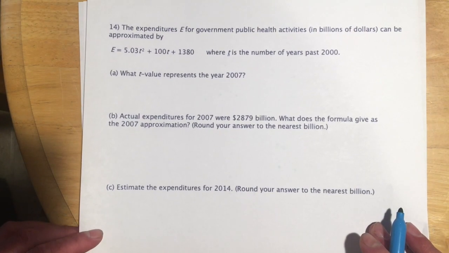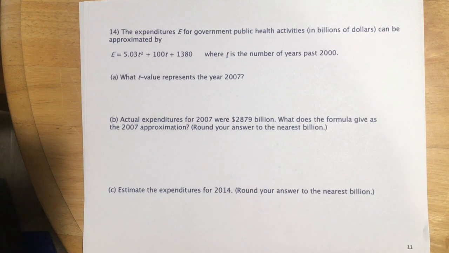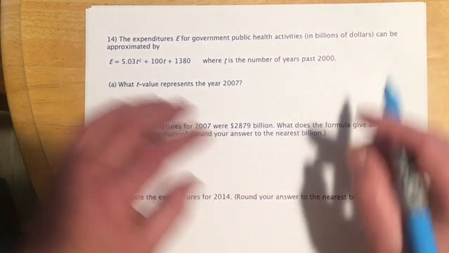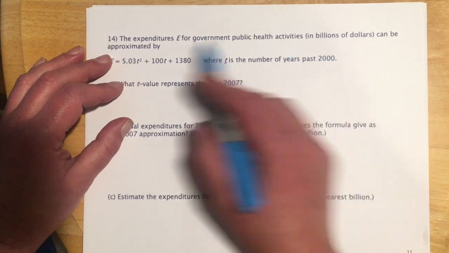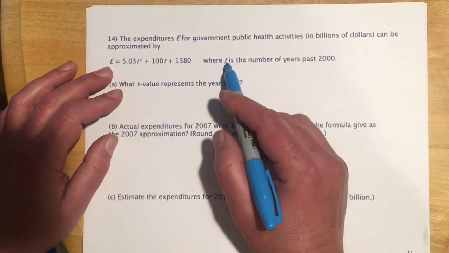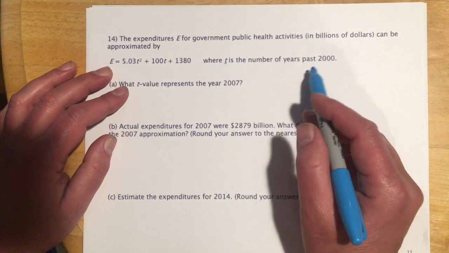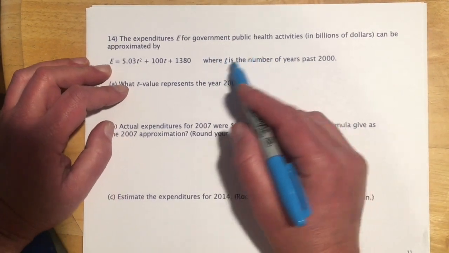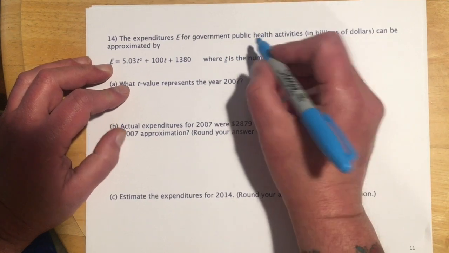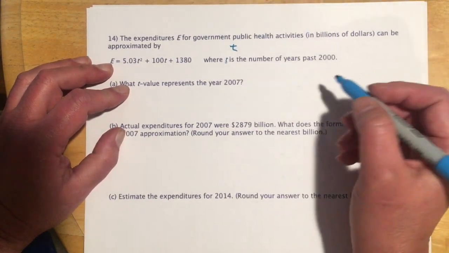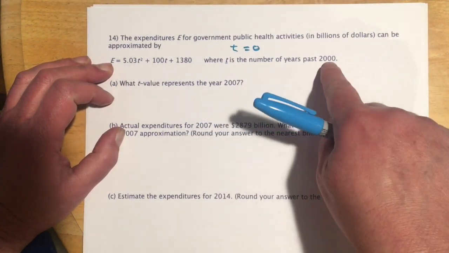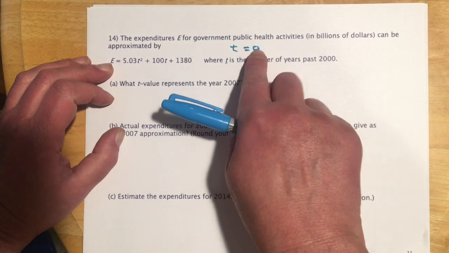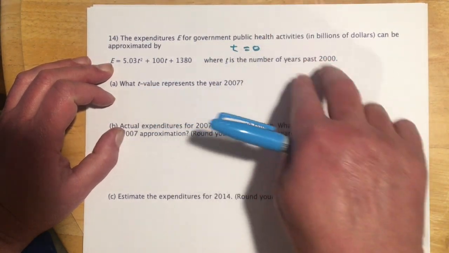Number 14, so this one is just kind of about learning to read these problems and kind of making friends with your calculator. So the expenditures E for government public health activities in billions of dollars can be approximated by this equation. And then this is where T is the number of years past 2000. So this may be the first time you've seen this. What they're doing is they're setting a more convenient T. So T equals 0 is going to be 2000. And then, 2001 T would be 1. So it just makes easier numbers to work with than having to plug in big, giant 2000 numbers.